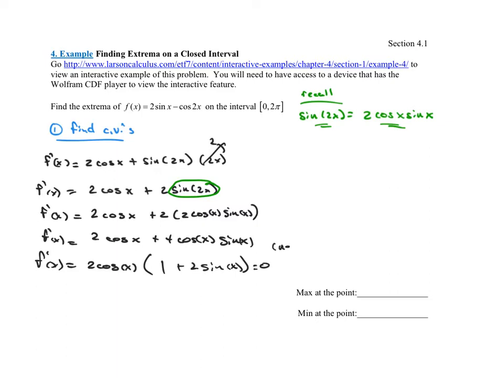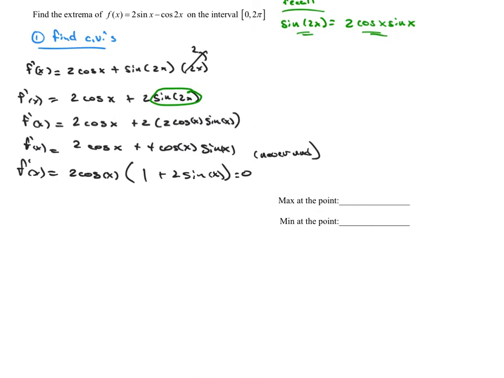Well, this is continuous, so it's never undefined. So I don't need to check that, but I do need to set it equal to 0. So when I set that derivative equal to 0 to find those critical values, I have to set each factor equal to 0. So let's think about 2 cosine x equal to 0. Divide both sides by 2, and I'd have, where is cosine of x equal to 0? So cosine is your x values. Think about that unit circle. Your x values are 0 at the top of the circle and at the bottom of the circle.